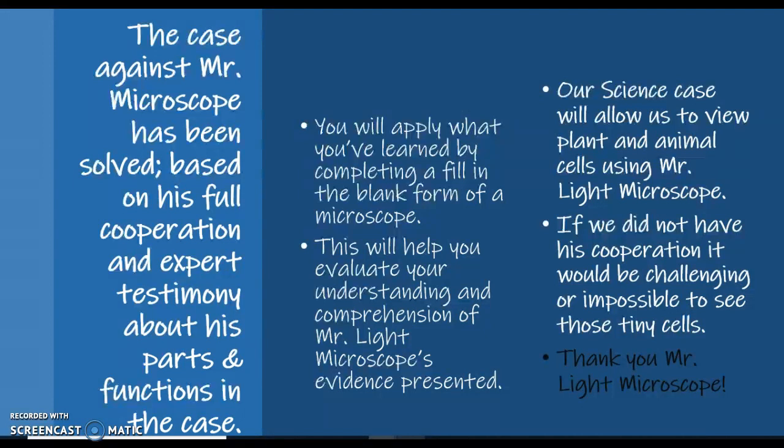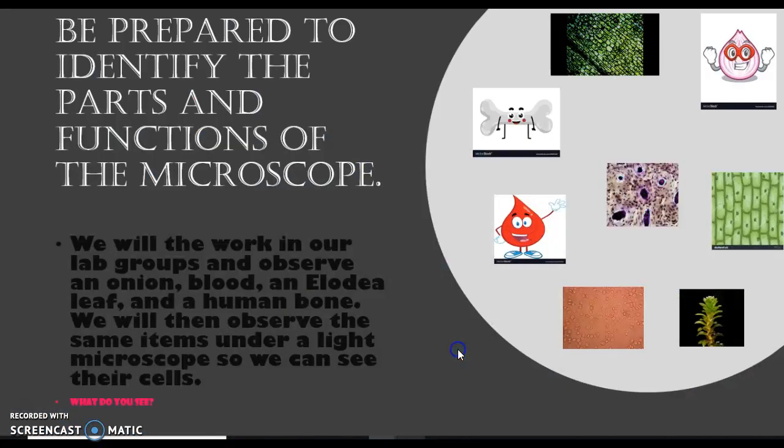Our science case will allow us to view plant and animal cells using Mr. Light Microscope. If we didn't have his cooperation, it would be challenging or even impossible to see those tiny cells. We thank Mr. Light Microscope for his cooperation. Be prepared to identify the parts and functions of the microscope. We will work in our lab groups and observe an onion, blood, an elodea leaf, and a human bone. We will then observe the same items under a light microscope so we can see their cells.